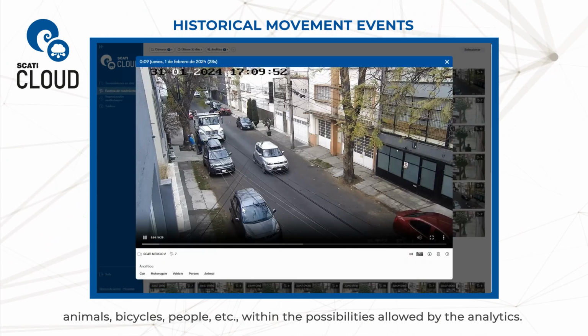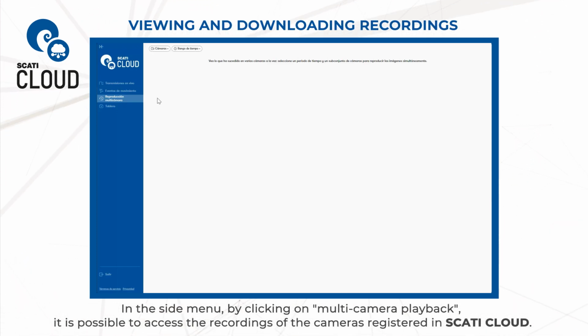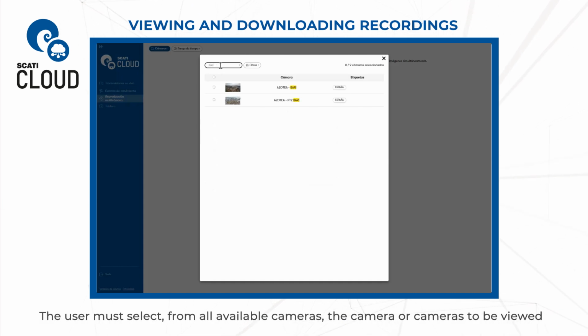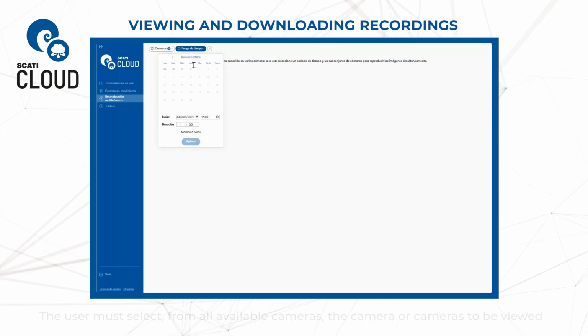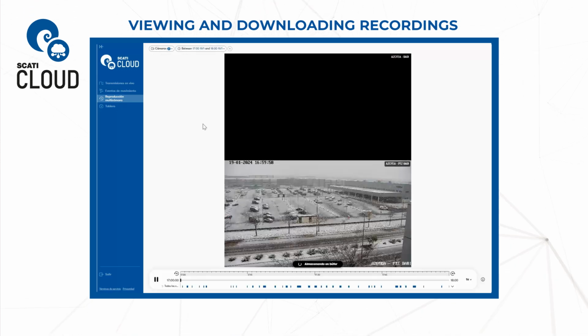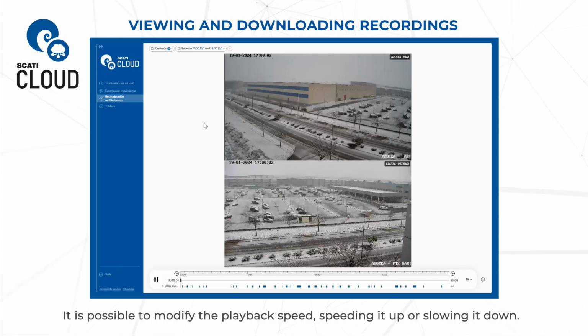In the side menu, by clicking on Multi-Camera Playback, it is possible to access the recordings of the cameras registered in SCATI Cloud. The user must select from all available cameras the camera or cameras to be viewed and the time interval for which the recordings are to be viewed, selecting date and time. It is possible to modify the playback speed, speeding it up or slowing it down.